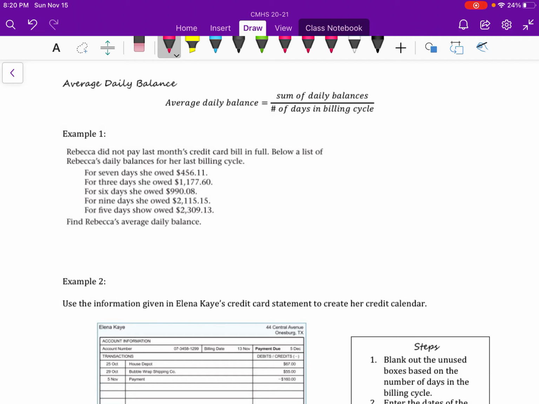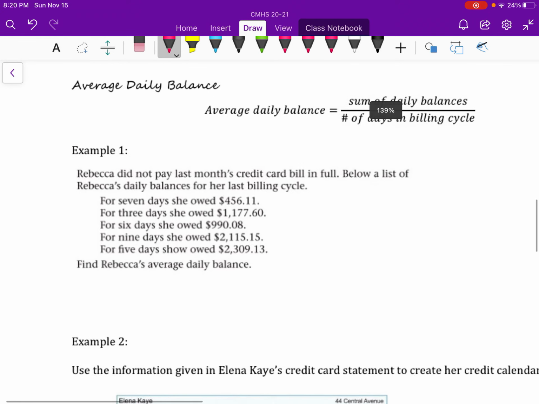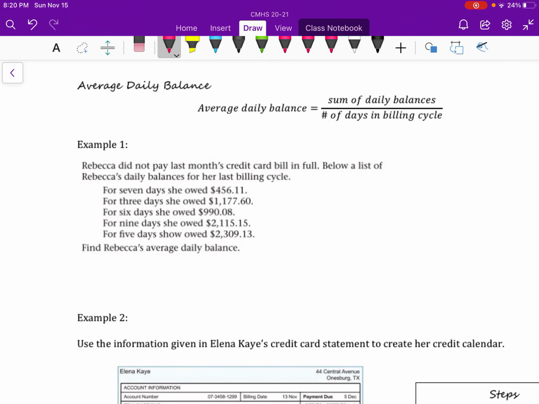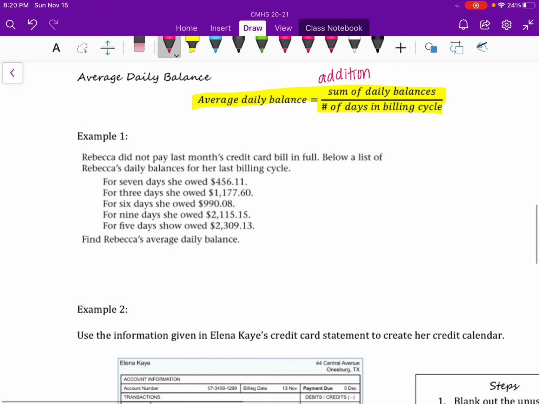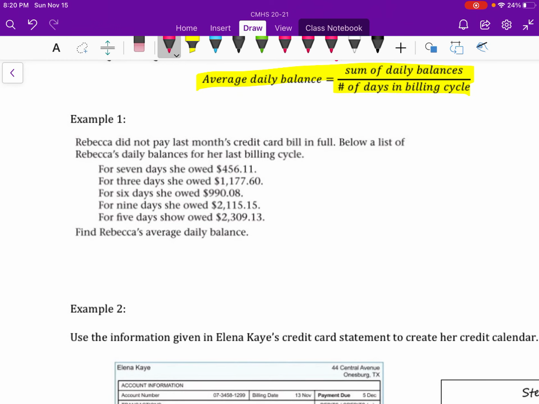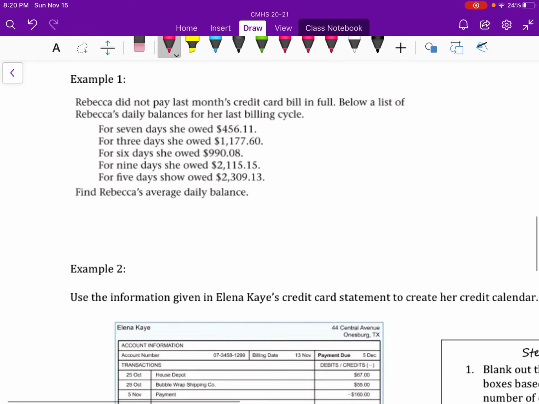So average daily balance, we talked about it before. It is the average amount that you spend per day. So here is the technical equation. It is the sum of the daily balances. Remember, sum means addition. Divided by the number of days in the billing cycle. So this is a little bit confusing, but we're going to go through it right here in example number 1.